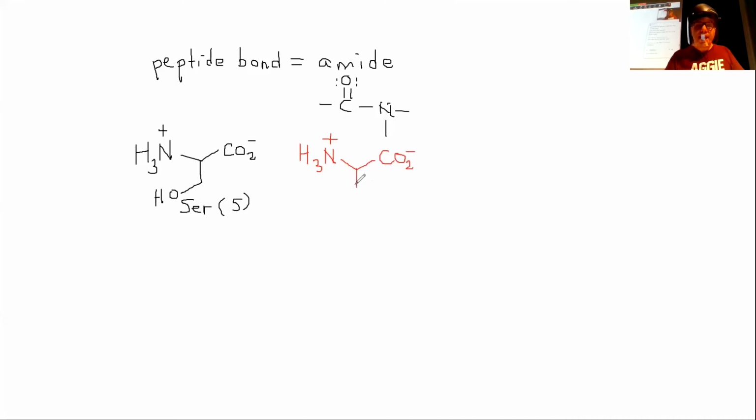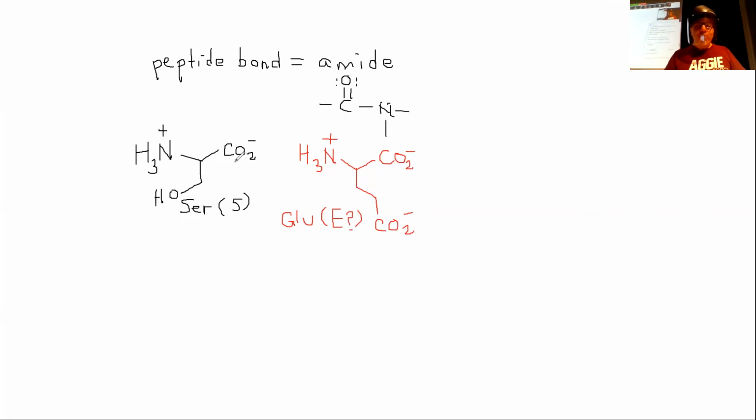So glutamic acid is CH2, CO2H, or at pH 7, CO2 minus. This is glutamic acid. Double check me on this, but I think the one-letter code might be E. I don't care if you memorize them, but I do want to at least be correct. I'm like 90% sure it's E.